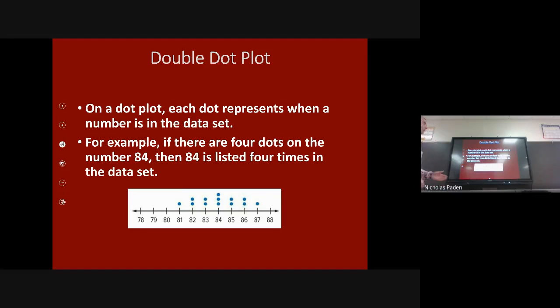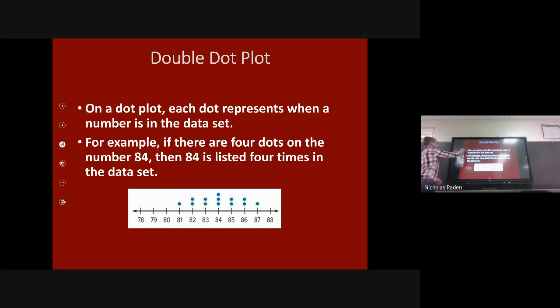So we list those in order from least to greatest, and then it's easy to group those so we can find the median of that data set. Okay, so that's a dot plot. A double dot plot would just be another one stacked on top of this.